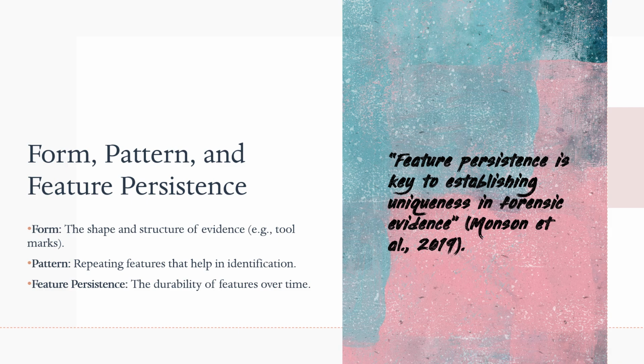So one of our required articles, from Monson and his associates, was "Feature persistence is key to establishing uniqueness in forensic evidence." Everything has a form. Everything mostly may have a pattern, but the feature persistence is pretty much that identifying marker right there. And what this article mentions is that it establishes its uniqueness. And that's what helps in narrowing down where we're going on this.